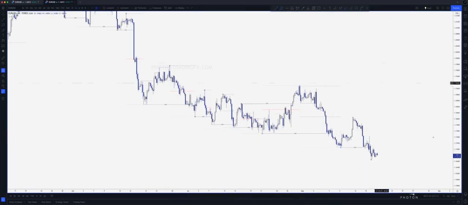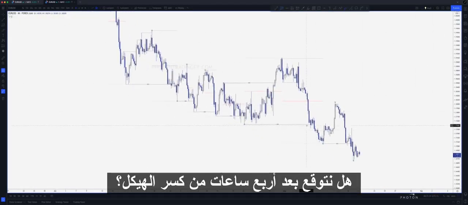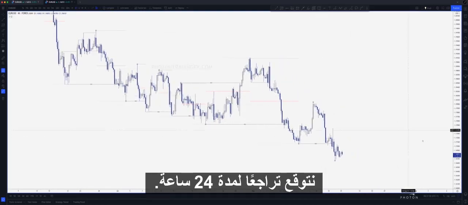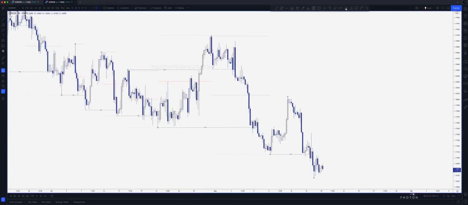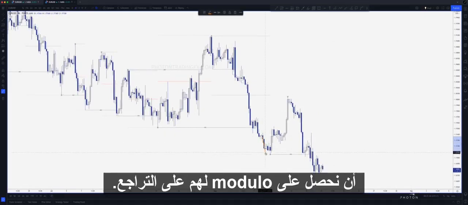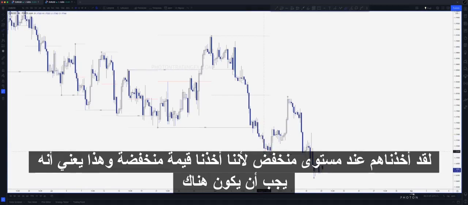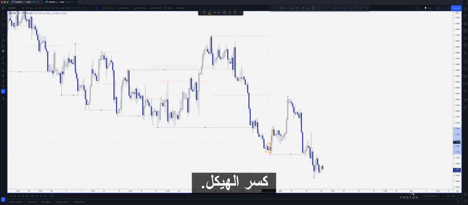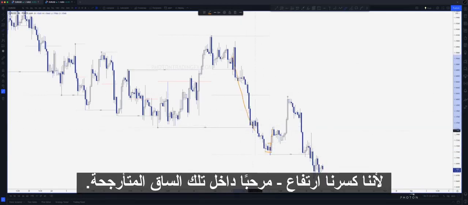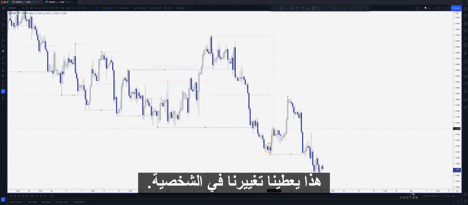What can we do? What do we expect after a 4-hour break of structure? We expect a 4-hour pullback. How do we know that 4-hour pullback is about to kick in? We can look for a change of character. So where do we get that? We get the minor low, the minor pullback. We take the minor low. Because we took a low, that means there must be a high. That is our high there. Price then takes that. It gives us our minor break of structure, right? Because we break the high, the minor high within that swing leg. So that gives us our change of character.